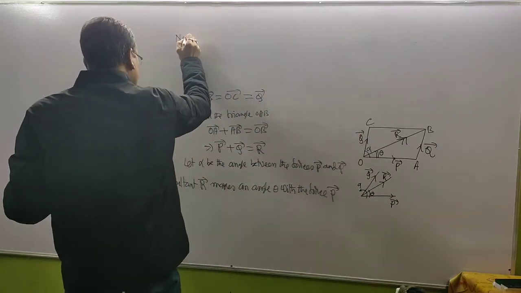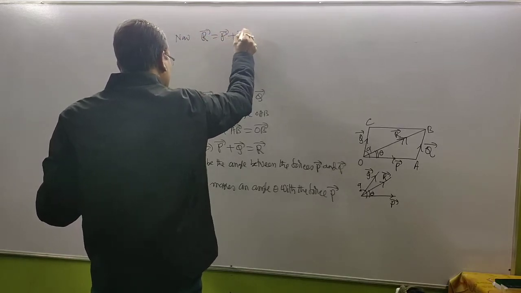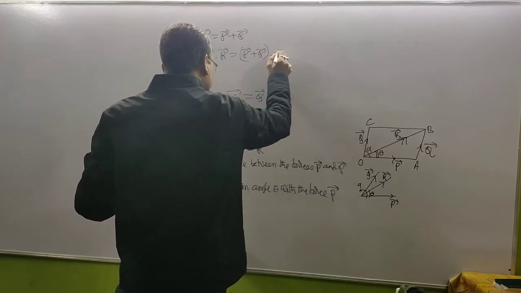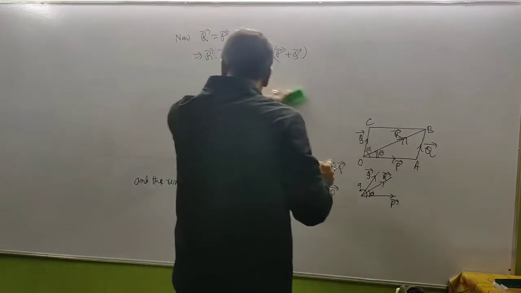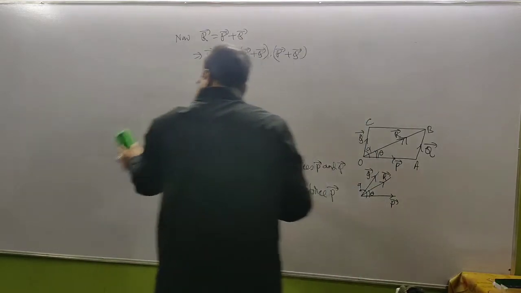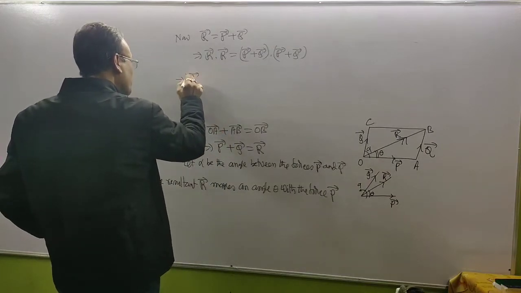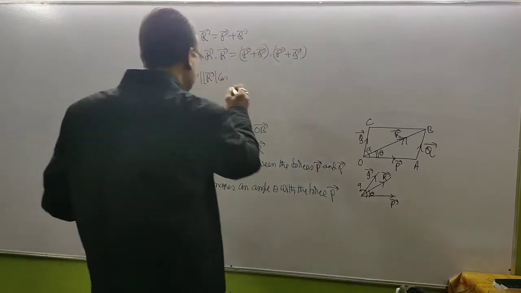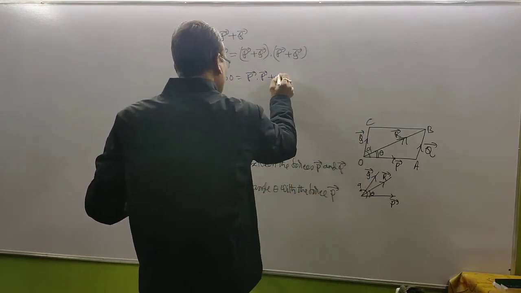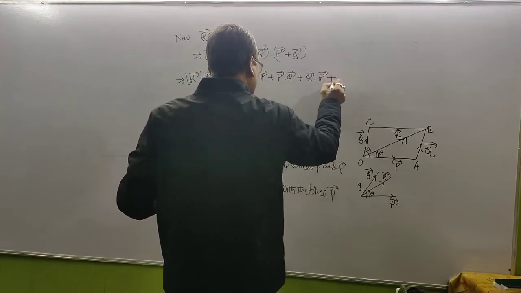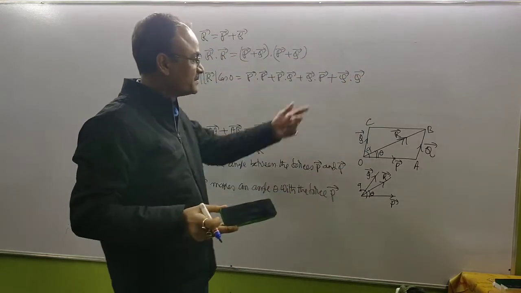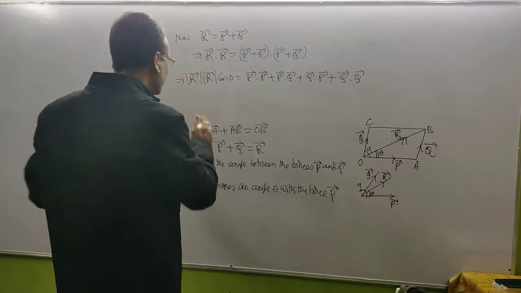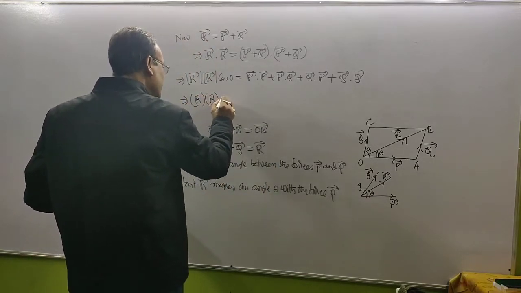Now, R vector equal to P plus Q. This means R vector dot R vector equal to P plus Q dot P plus Q. This means the magnitude of the vector R into R cos 0, since the angle between two same vectors is 0, equal to P vector dot P vector plus P vector dot Q vector plus Q vector dot P vector plus Q vector dot Q vector. You may write like this also.